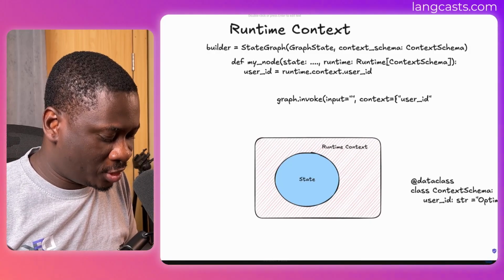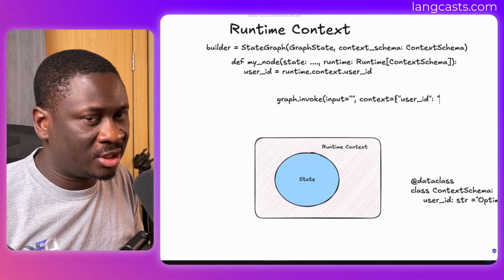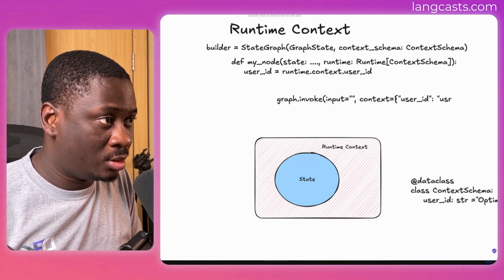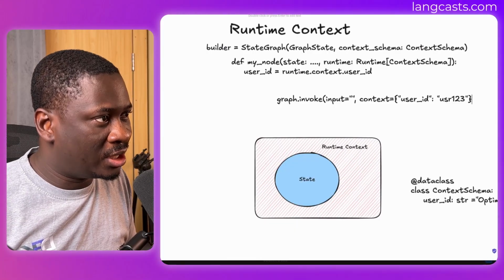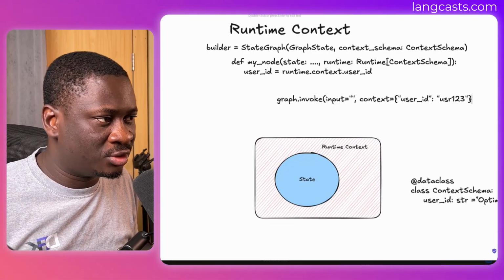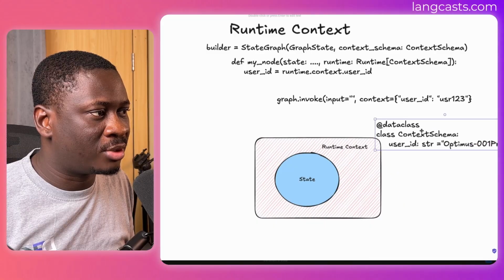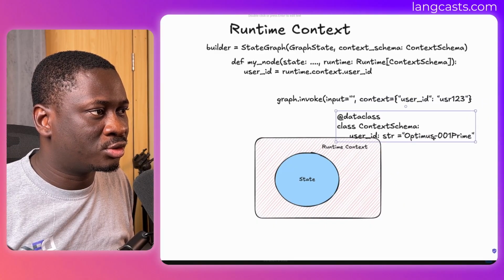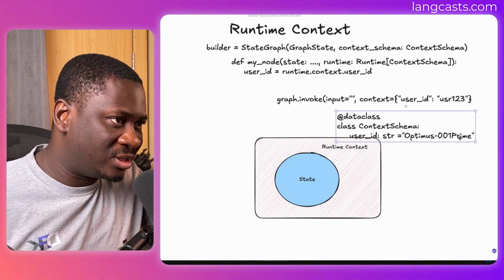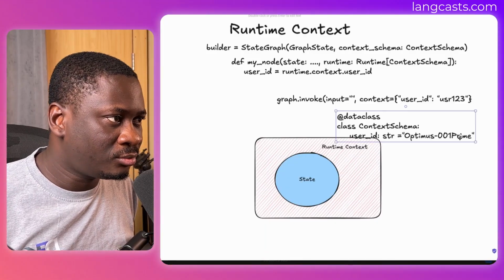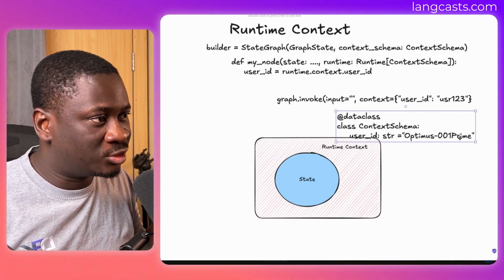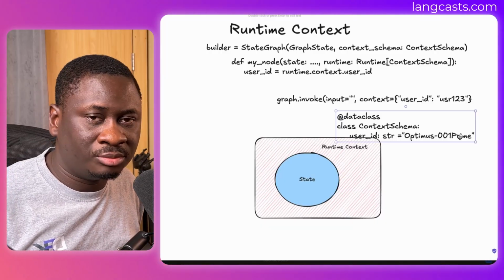Let's say for this particular invocation, we want to use another user ID. You can pass in another user ID and say user USR123. And that will override the first user ID, which is Optimus Prime, Optimus 001 Prime. It's going to override that for this particular graph invocation. So that's how you can override the defaults that you have defined inside your context schema.